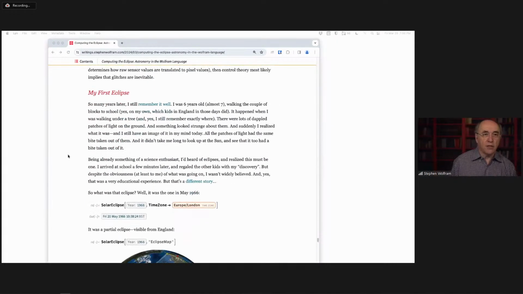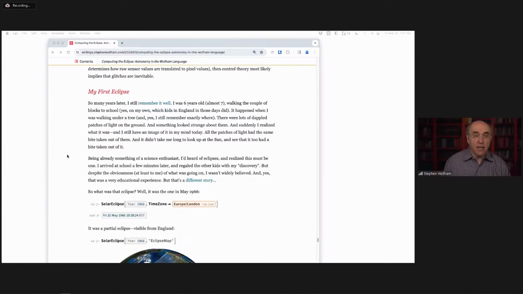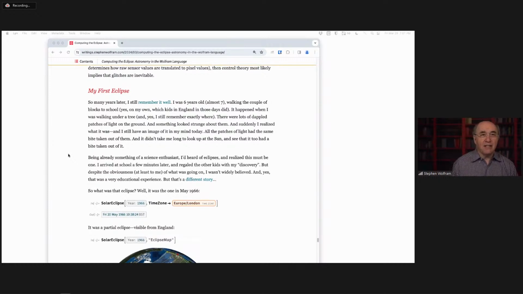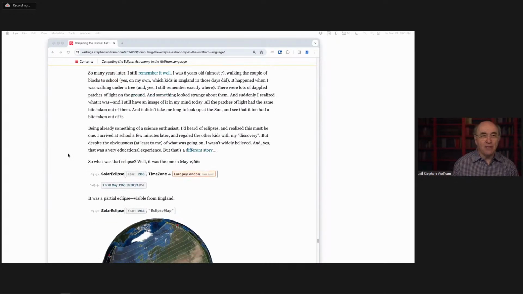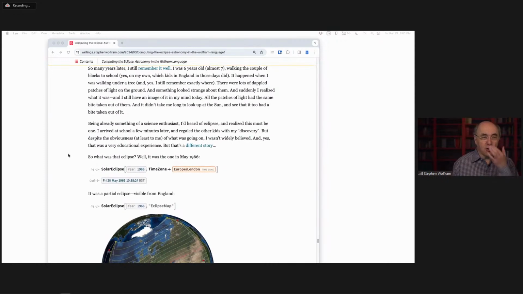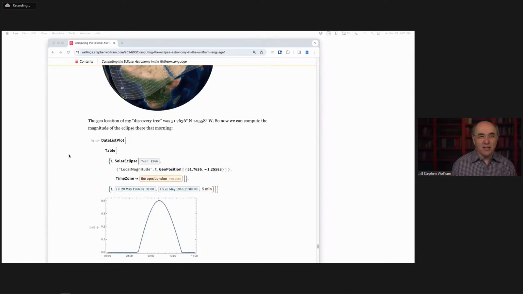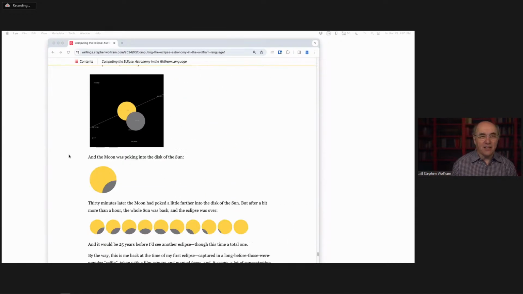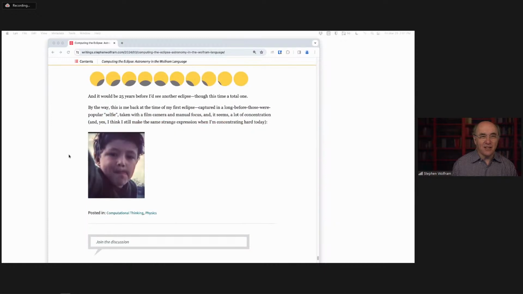I just mentioned at the end here the very first eclipse I saw in 1966. I tell the story of walking to school one day and noticing these crescent-shaped patches of light under a tree, going to school, pointing out to other kids, look, there's an eclipse. And basically nobody believed me, which is perhaps a life lesson of interest. But actually it turns out that's calculation.